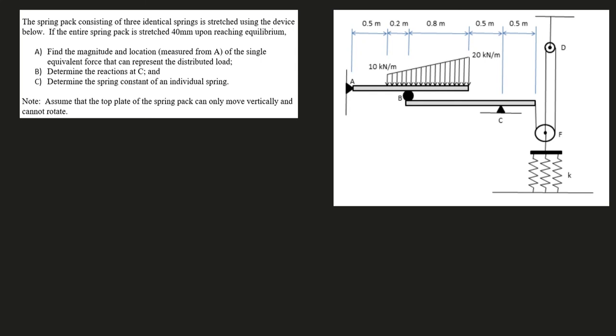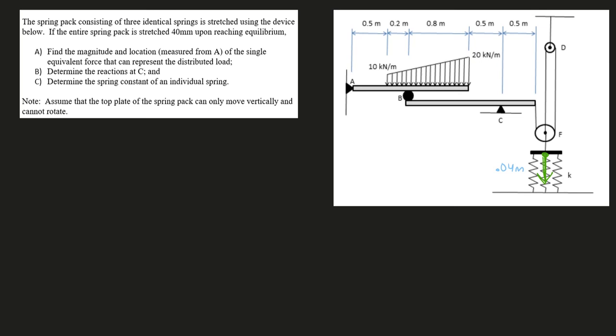Alright, so here's this frames problem. Reading the question, we have a spring pack consisting of 3 identical springs stretched using the device below. If the entire spring pack is stretched 40 millimeters upon reaching equilibrium, I want to be careful here. 40 millimeters, I'm going to convert that to meters, so it's going to be 0.04 meters. And it's being stretched, which means we know the force from this spring system is going to be one big force going this way. And I don't know the K's at the moment, so I'll leave that for now.